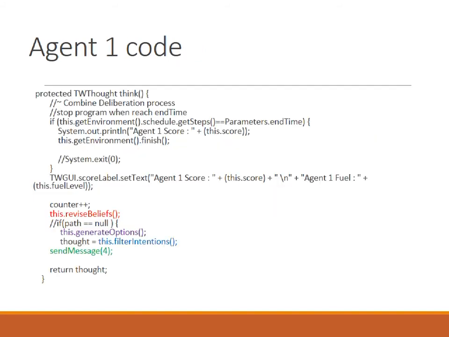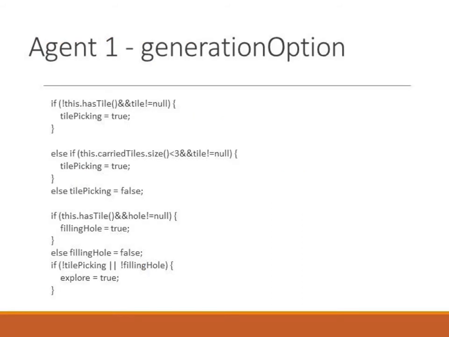So a bit more about Agent 1's code. Agent 1 acts in three cycles: think, act, and execute. In the think cycle, there are three points to take note of. First is revising its beliefs about what it must do, then it generates options, and then it filters its intention to determine whether the plan is sound or unsound. And lastly, it will send a message to Agent 2.